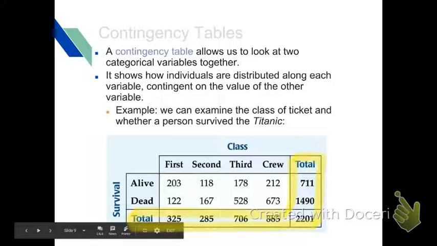So for example, you can tell that of all the passengers on the ship, 706 of them were third class out of 2,201. Or you could tell that 167 of the passengers that were second class perished. So there's lots of information you can get from a contingency table.